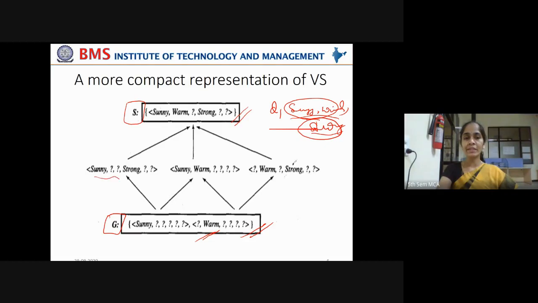Now if you take this intermediate level, you have three hypotheses, right? This is called H. Now observe these arrows.